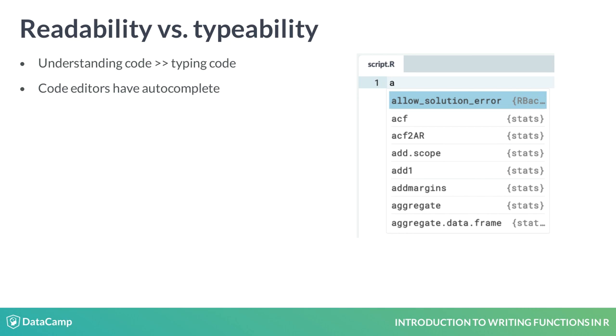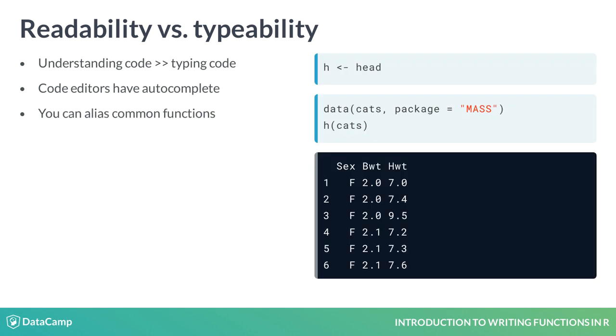Secondly, every modern code editor will autocomplete function names. In the DataCamp script pane, start by typing the name of a function and press Tab. You can select an option without having to type the whole function name. Thirdly, you can assign functions just like any other variable type. I find myself calling head a lot, so I define h to be equal to head, and it saves me a few keystrokes.